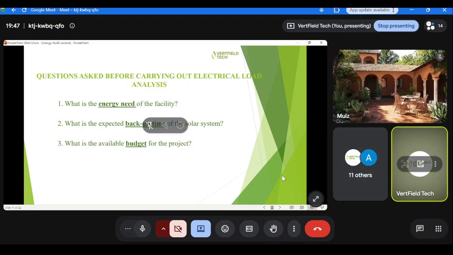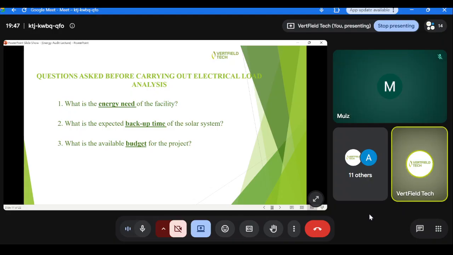Please, for good network connectivity, you are advised to turn off your cameras, so that you don't go off and on.